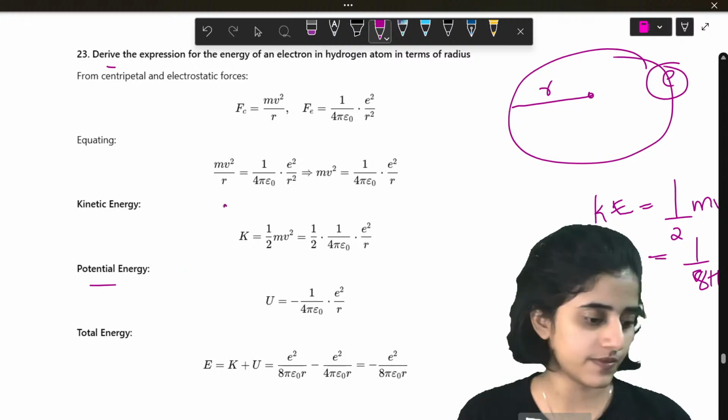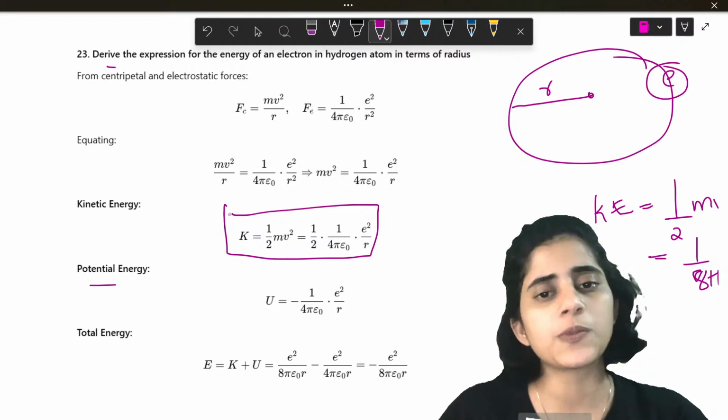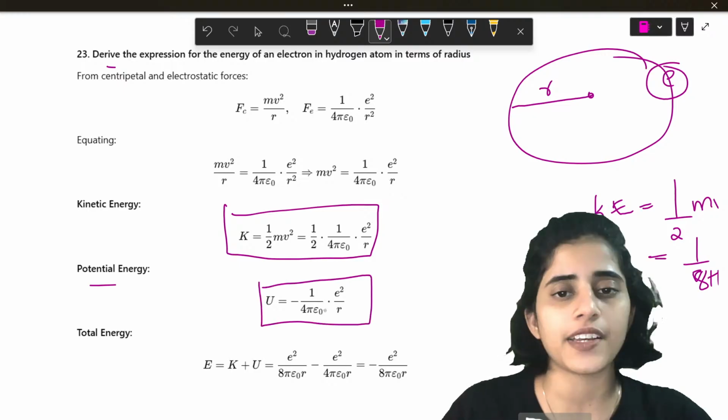1 by 8 pi epsilon naught e square by r. Okay. Now what is potential energy? Potential energy is the negative of kinetic energy. I mean, the negative of the total energy, minus 1 by 4 pi epsilon naught e square by r.